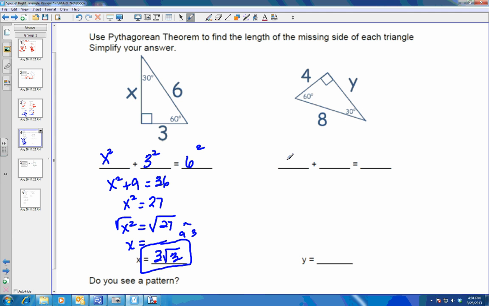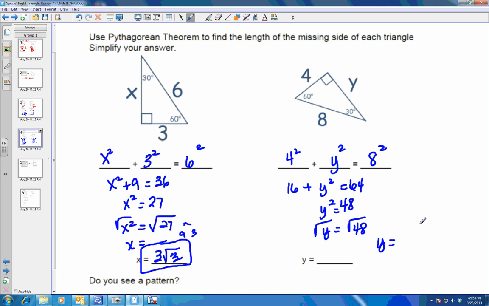My sides, it's always 4 squared plus y squared equals 8 squared. Remember, your hypotenuse is always opposite your right angle and always your longest side. So I have 16 plus y squared equals 64. Subtract 16 from both sides, so 64 minus 16 is 48. Take the square root of both sides, and y would equal the square root of 48. 48 is what? 16 times 3? 16 is a perfect square, so when I simplify that, that's going to be 4 square root of 3. So do we see a pattern?